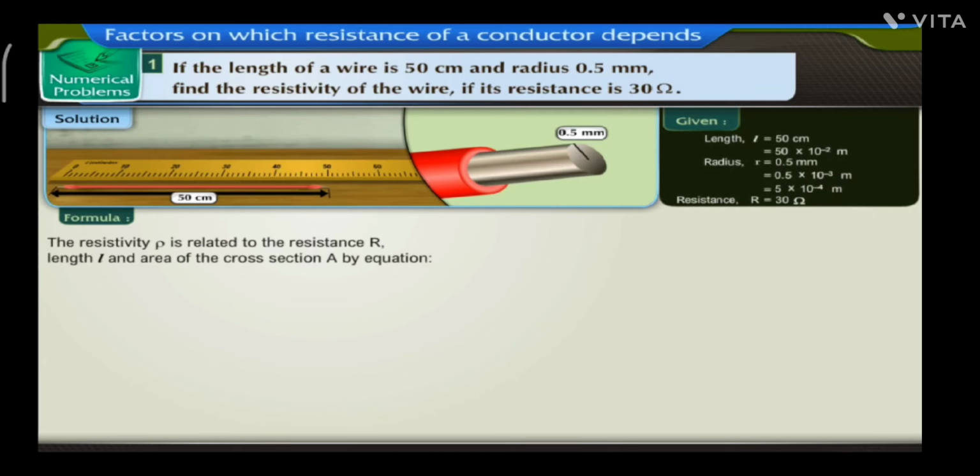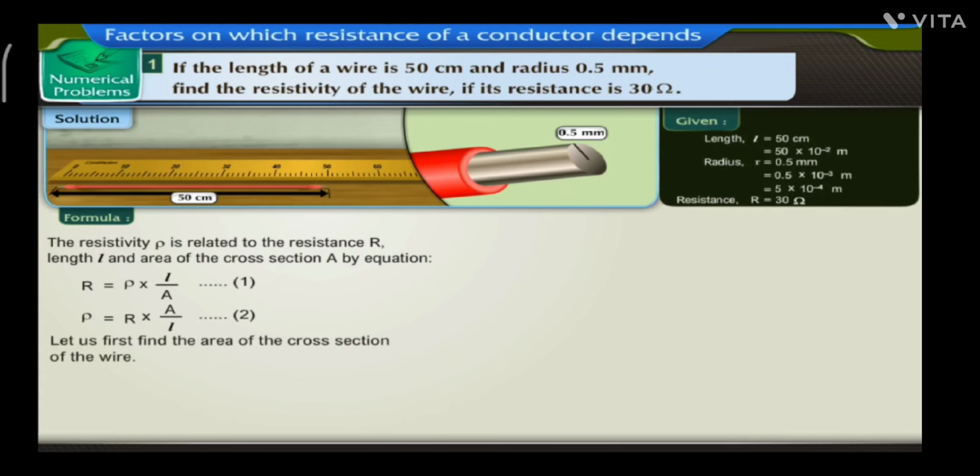The resistivity ρ is related to the resistance R, length L, and area of cross-section A by the equation R is equal to ρ multiplied by L upon A, (1). ρ is equal to R multiplied by A upon L, (2). Let us first find the area of cross-section of the wire. As the wire is cylindrical in shape, its area of cross-section is given as A is equal to pi r square.